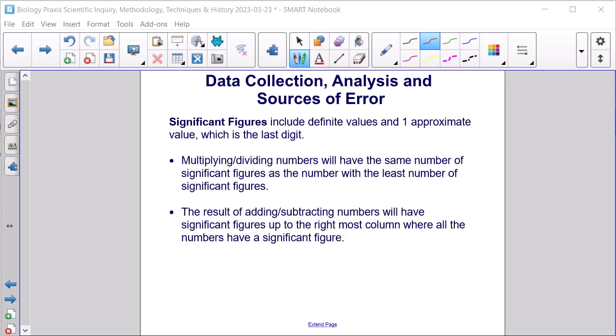Multiplying and dividing numbers will have the same number of significant figures as the number with the least number of significant figures. The result of adding and subtracting numbers will have significant figures up to the rightmost column where all the numbers have a significant figure.